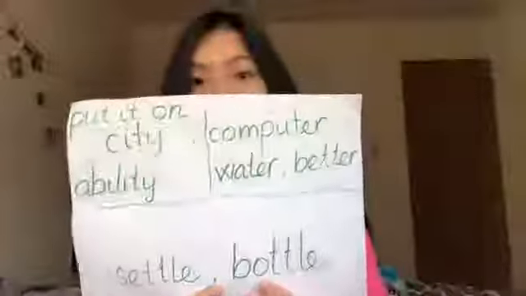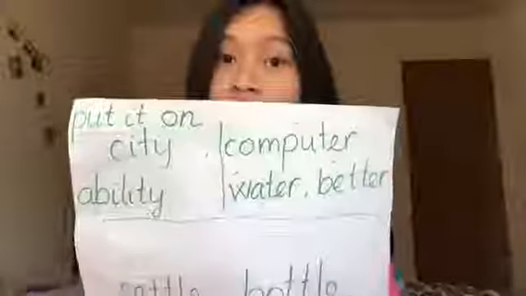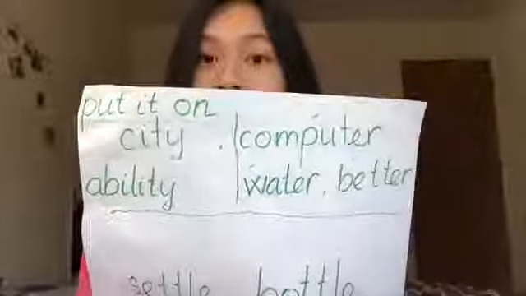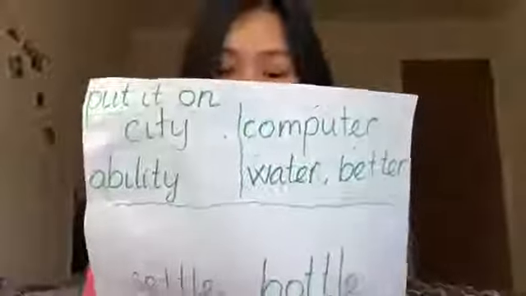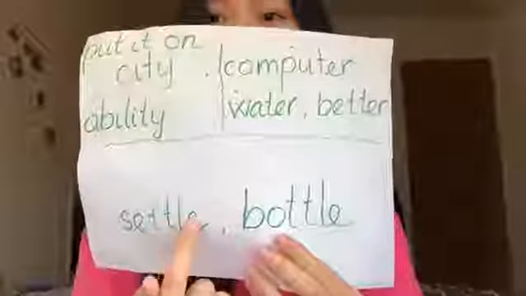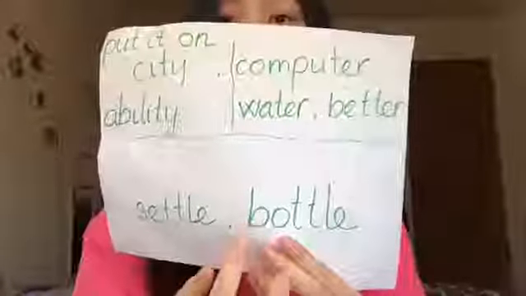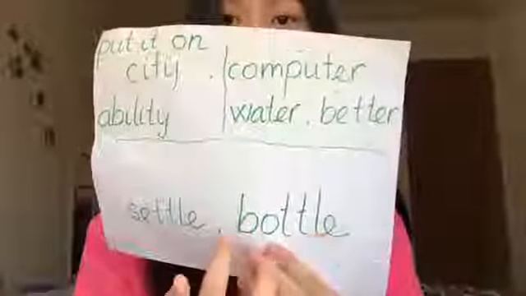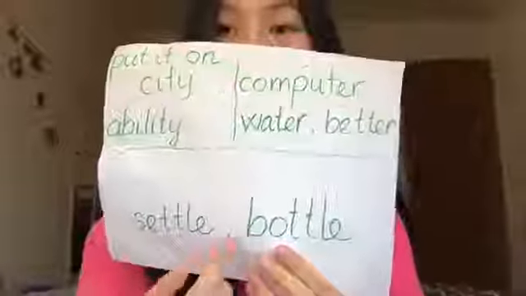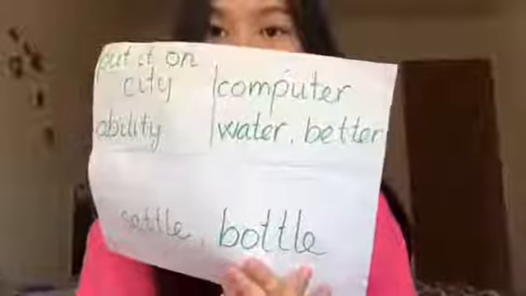And when the T is between a vowel and an L, we are going to pronounce it as D as well. So settle and bottle, instead of a hard t in settle and bottle. Okay.